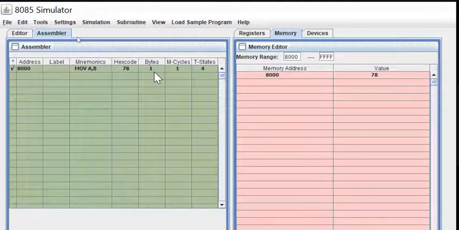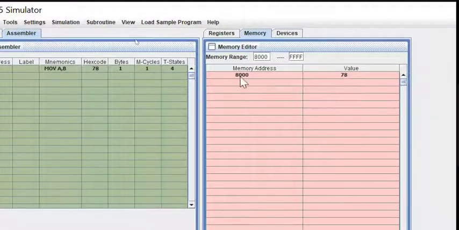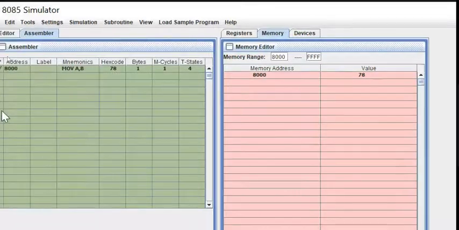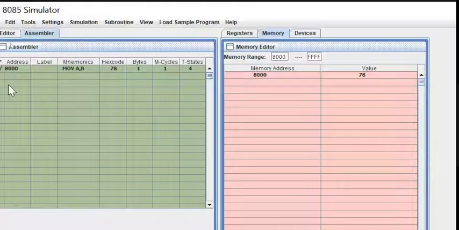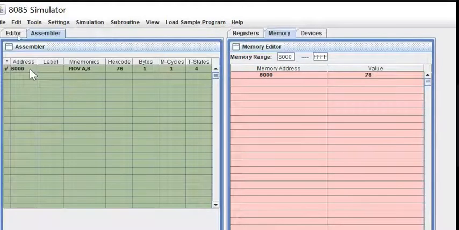If we store 78 in address location 8000 and execute this program, the 78 will be placed in the instruction register, and then the instruction decoder decodes what kind of operation it is. Then the processor will understand that the data stored in register B has to be moved to register A. Do you understand the meaning of 1-byte, 2-byte, and 3-byte instructions? Please respond, anyone. Yes, sir.